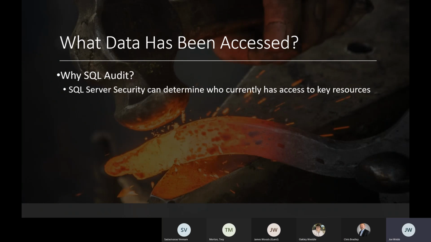But that information is current as of the moment that you investigate or look at it. So we can't really determine, based on the security roles, when someone was added to a particular role, when someone was removed, or when someone accessed a particular table.